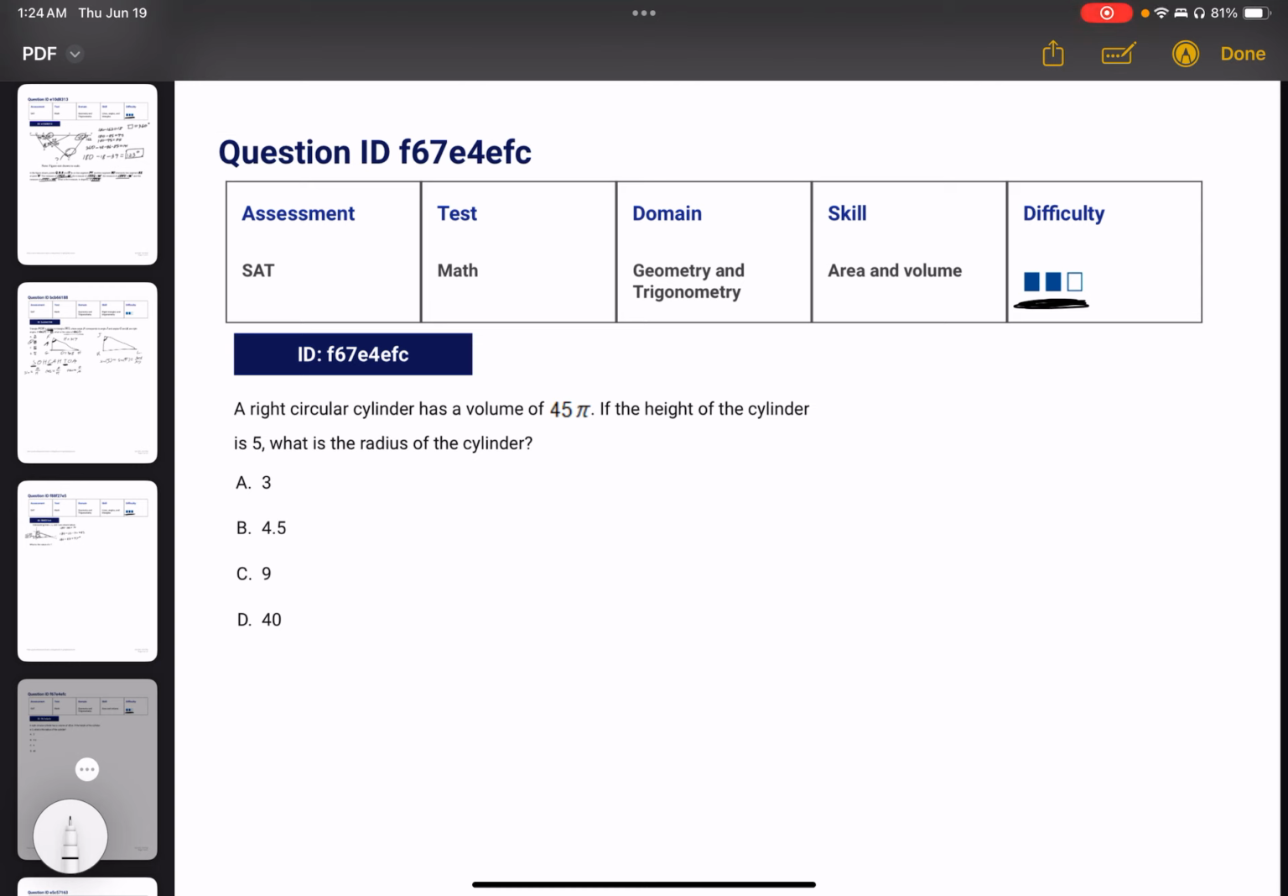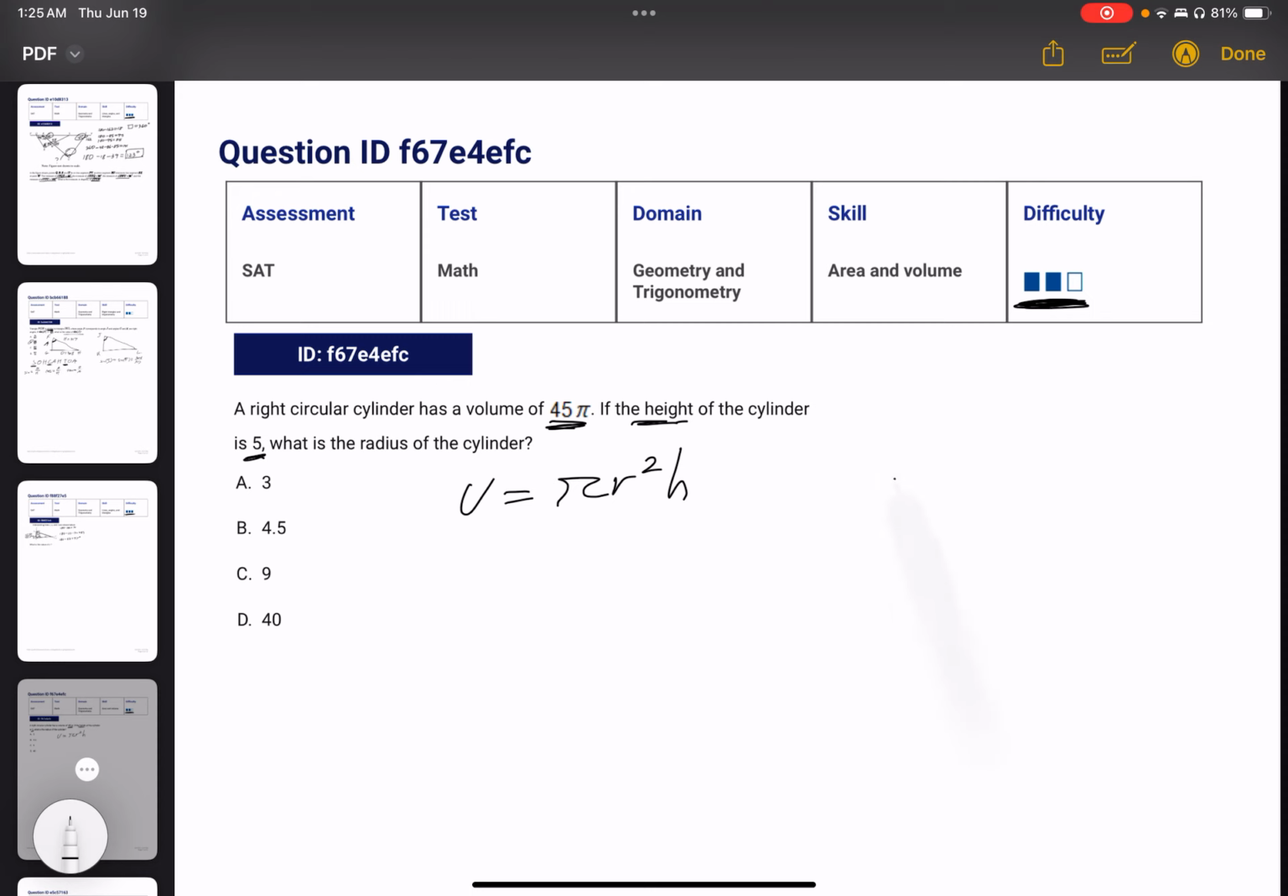Looking at this next question, a right circular cylinder has a volume of 45 pi. If the height of the cylinder is 5, what is the radius of the cylinder? Okay, so you need to know that the volume of a cylinder is equal to pi r squared times the height. This is on your formula sheet, but if it helps you, pi r squared is the formula for the area of a circle, and multiplying by the h, the height, is going to give you the volume of the cylinder.